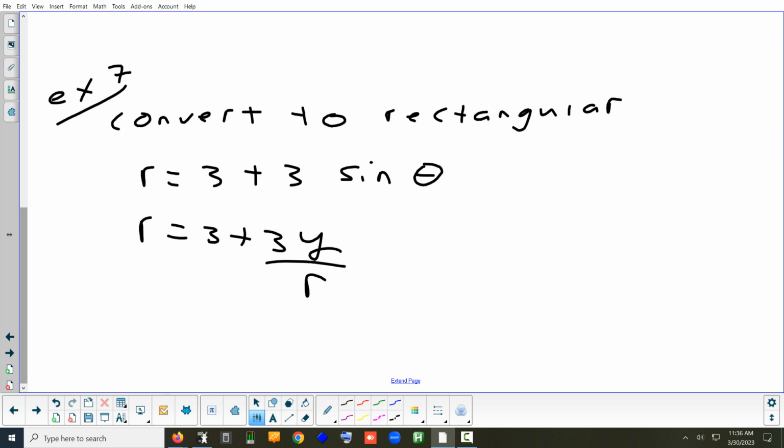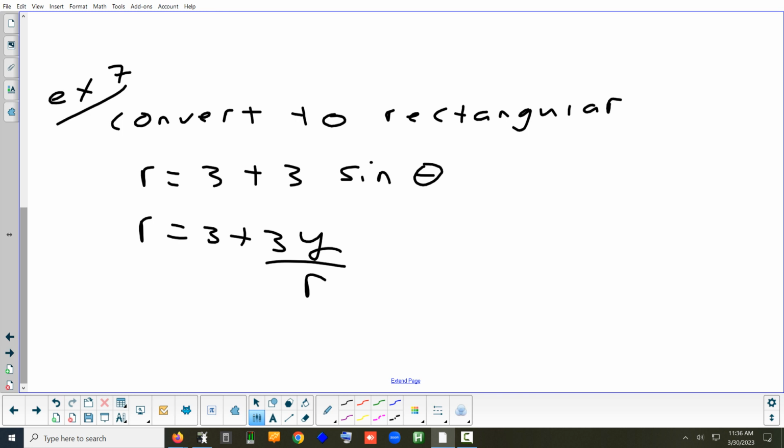So now it's kind of in between. It's not polar anymore because you don't have a theta, but it's not rectangular either because now you're putting r's and y's together. So it's in between. Okay, so we got rid of the sign.